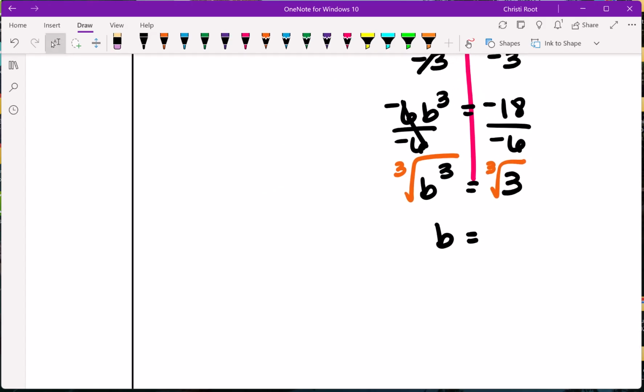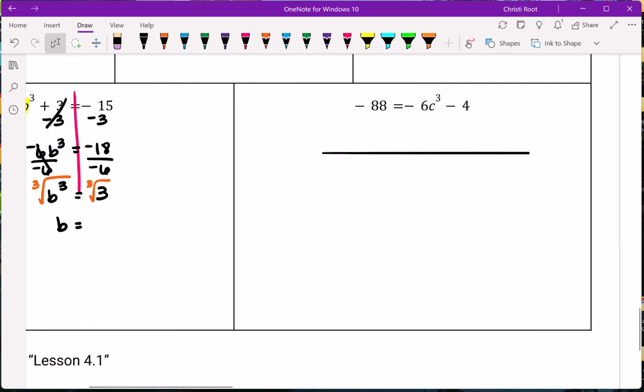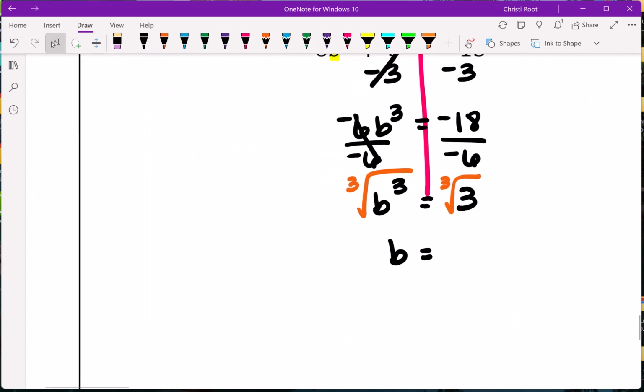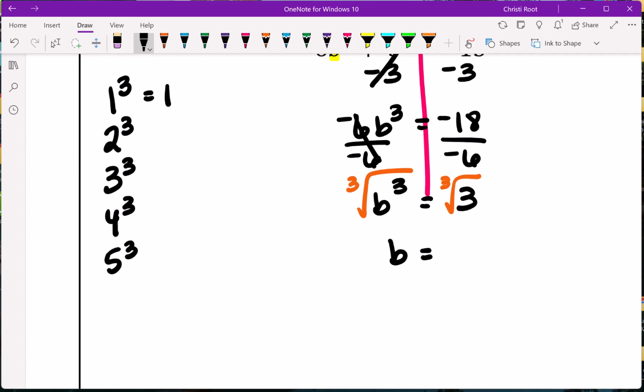Did I have you write those down? Let's do that right now. And my computer just went crazy. So let's write these popular 5 down. 1 to the 3rd power is 1, 2 to the 3rd is 8, 3 to the 3rd is 27, 4 to the 3rd is 64, and 5 to the 3rd is 125.